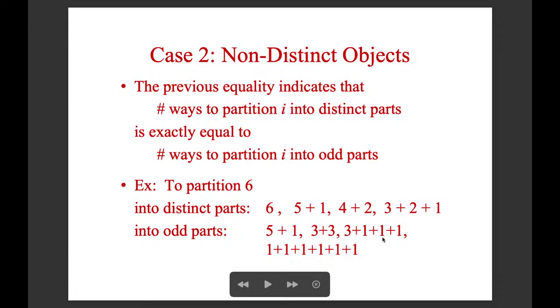1, 2, 3, 4. 4 different ways. So this is like a coincidence, right? If you have any number, the number of ways to partition it into distinct parts must be the same as the number of ways to partition it into odd parts.